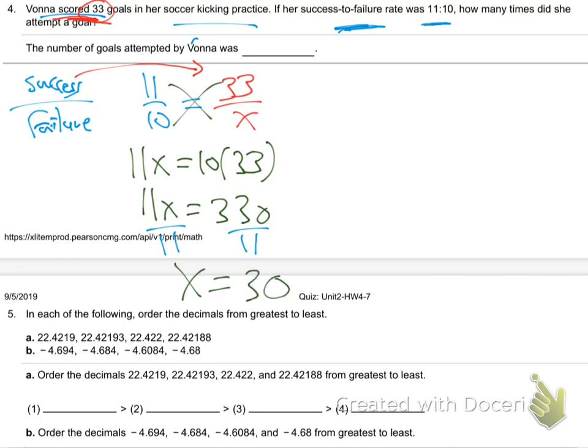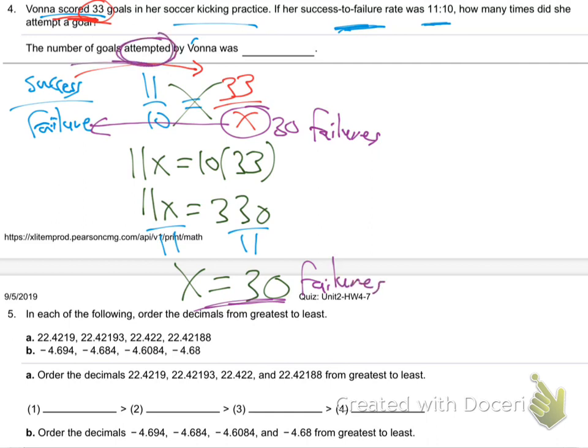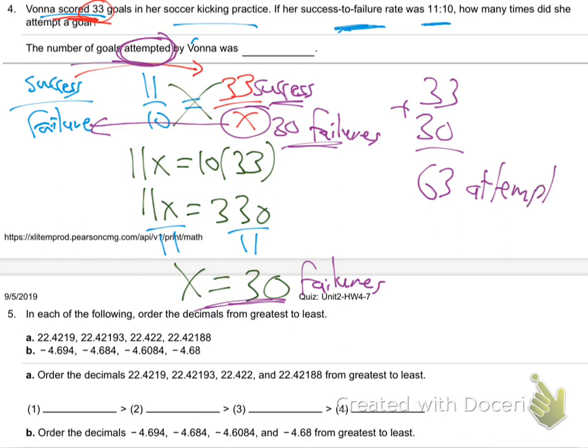And that's my answer. Whoop, nope, careful. That's the mistake a lot of people make. Now 30 is not quite the answer. We're almost there, but it's not 30. Why? Because x, what we just solved for, 30, which is x, is failures. So that means 30 failures. What did they ask me for? The number of goals attempted. So if she's 33 success and 30 failures, that means you add them up, don't you? 63 were attempted. So you got to be a little careful there.